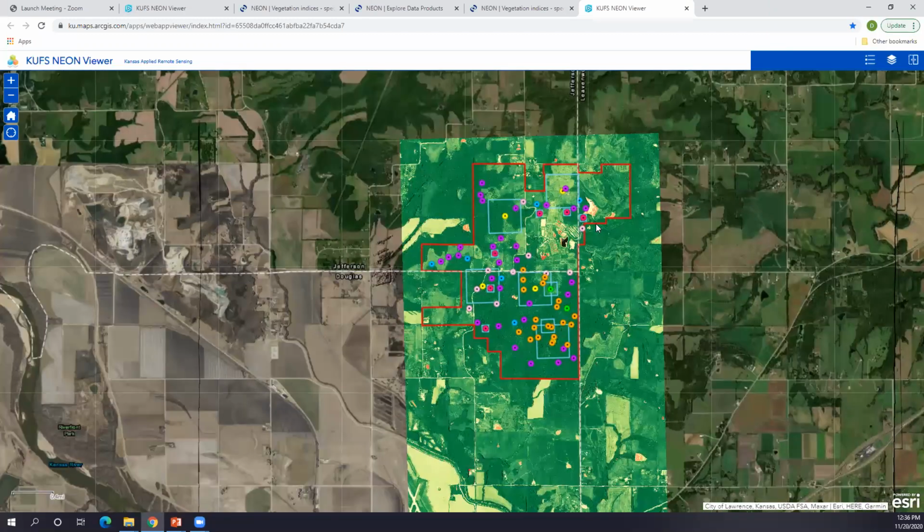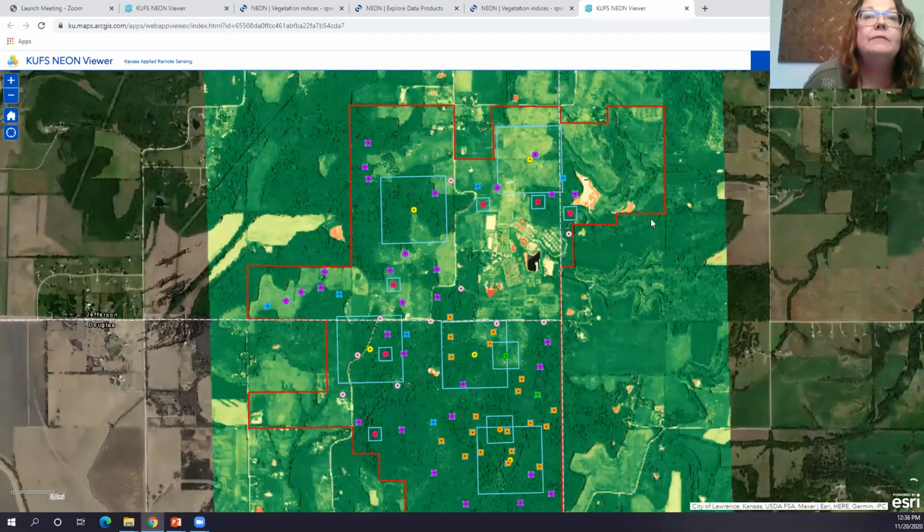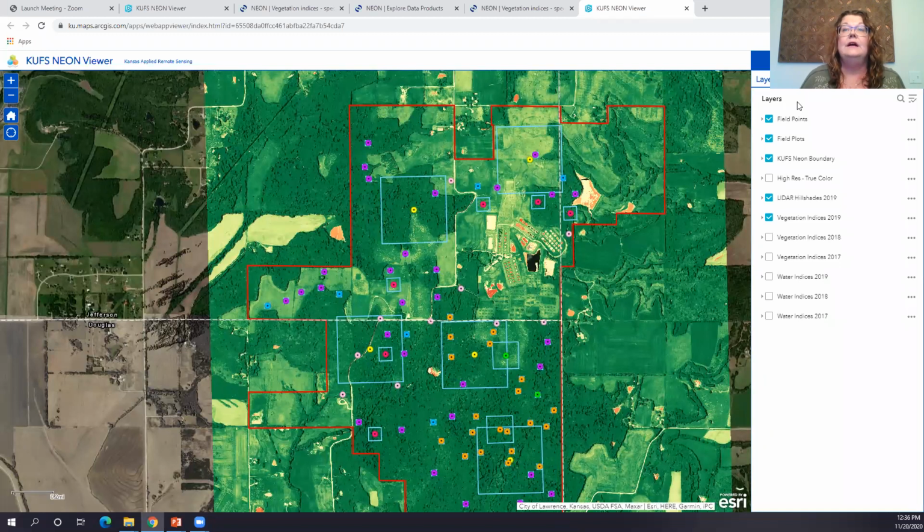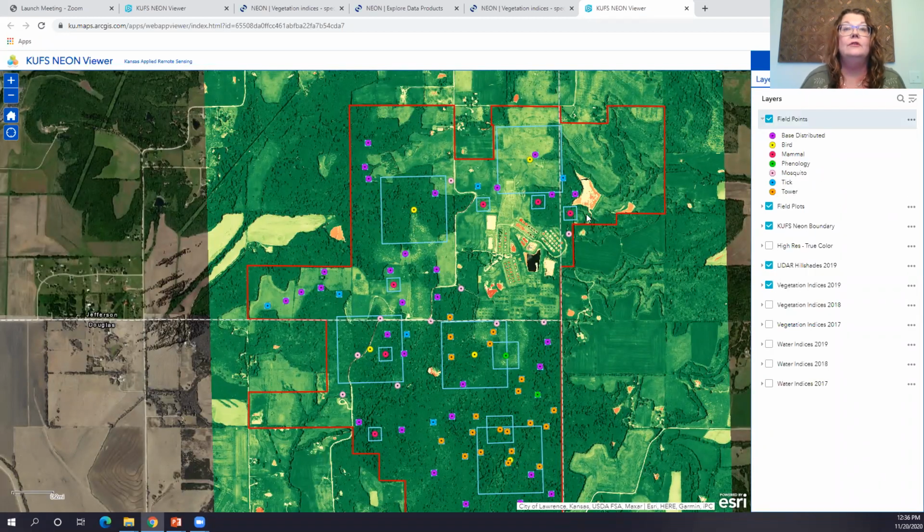Perfect. Thank you. So we see the red outline, the KU field station. And what we have over here is a layer list of the data that we've incorporated so far. And we see the colored locations here, these points. They're indicating the different types of field data collections that are occurring out at the KU field station.